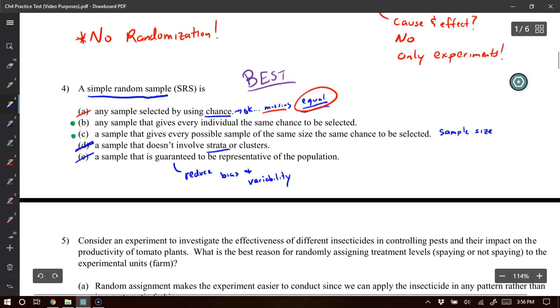So the answer is either B or C. When you're doing a simple random sample, one of the things you have to realize is you do have to define a sample size. And we want to make sure when we take a sample size that every sample that is taken of that same size has an equal chance of being selected. C is the best definition of a simple random sample.